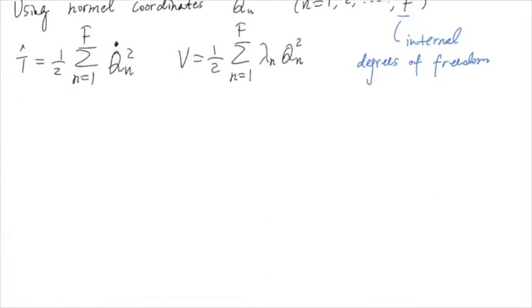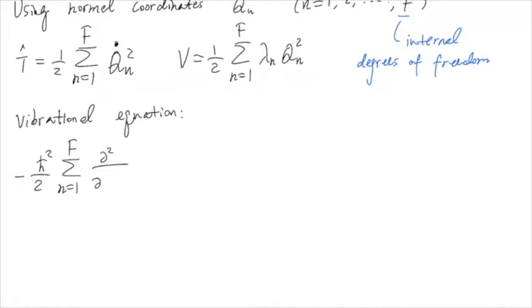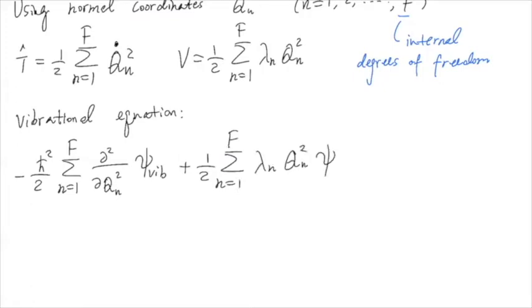Okay, so we can write out the vibrational equation. The vibrational equation is: negative h bar squared over 2, sum from 1 to capital F, second order derivative with respect to Qn, of psi vibration, plus 1 over 2, summation from 1 to capital F, lambda n Qn squared, psi vibration, is equal to the total vibrational energy of the molecule times psi vibration.